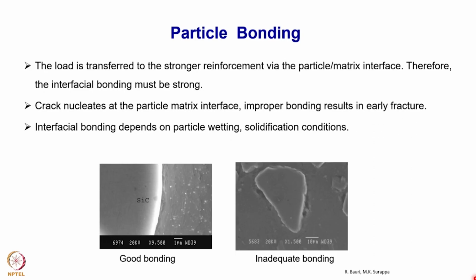That is what I mentioned in the beginning, that one of the most important aspects that you need to look at for having good properties in metal matrix composite is the bonding between the particles and the matrix. This will depend on the wetting, and the wetting will depend on the surface energies, and at times you can control that by controlling the process parameters such as the temperature.